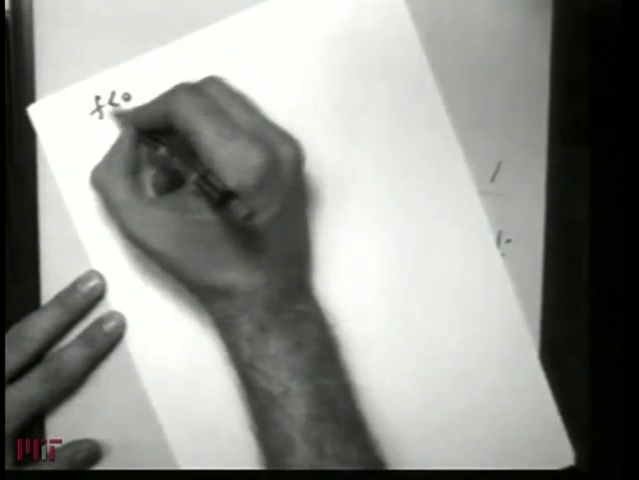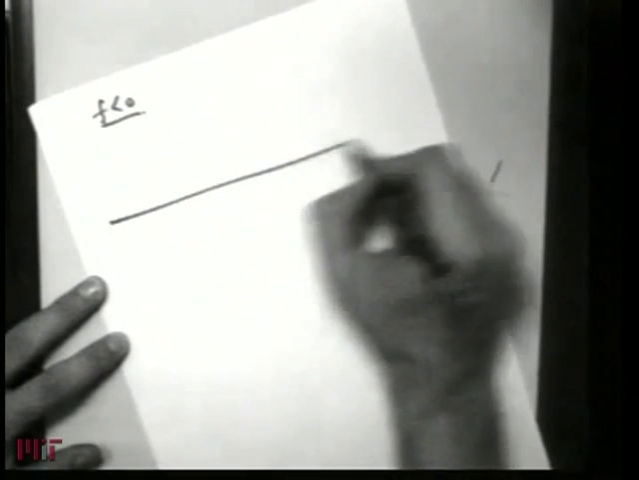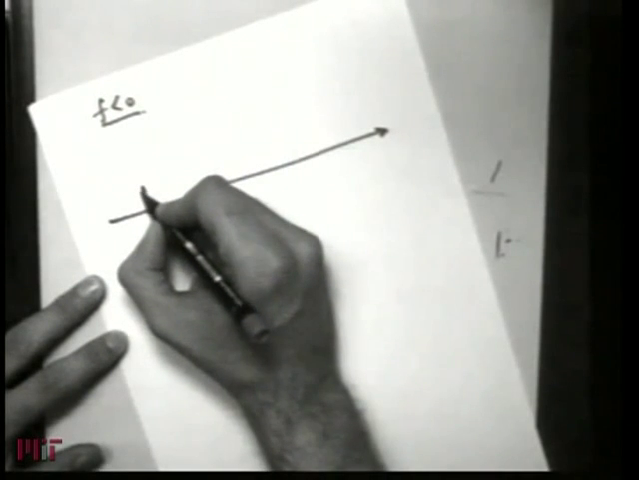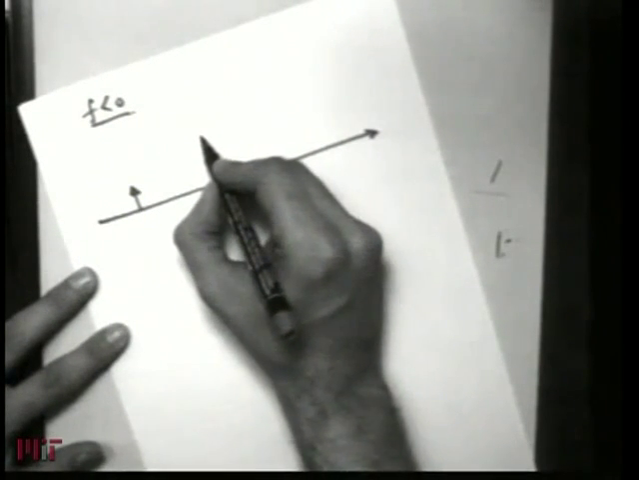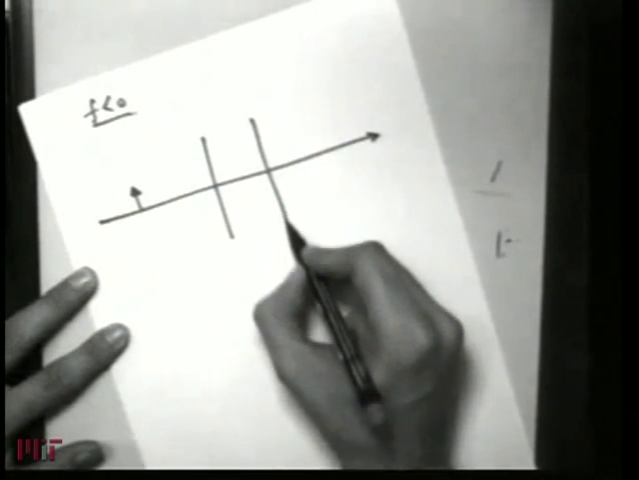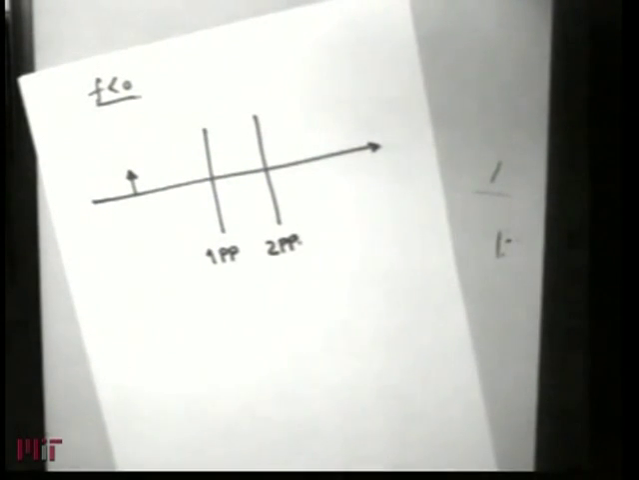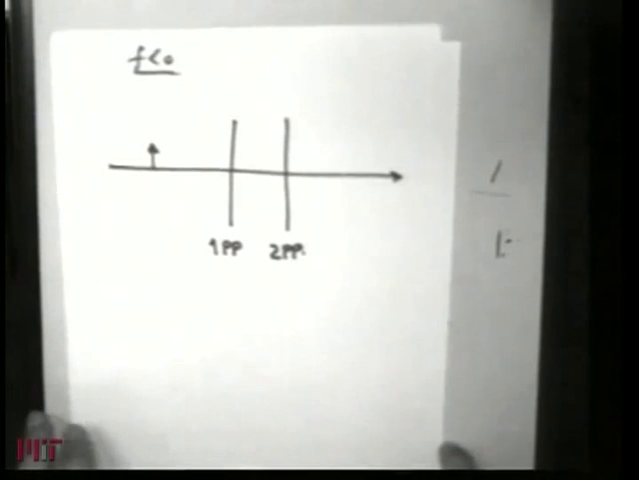Okay, so let's do the same game now, but now let's say that the focal length is negative. So here's an object. And here are the two principal planes. Let's say this is the first principal plane, the second principal plane. How would I ray trace in this case, where I have a negative focal length? Does someone want to help me trace it?